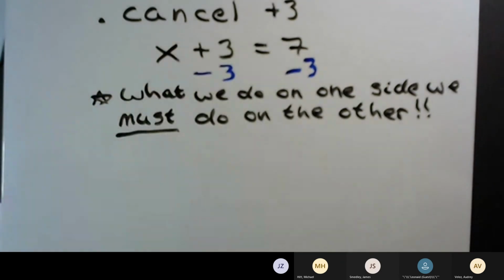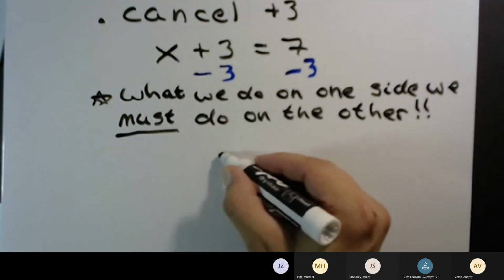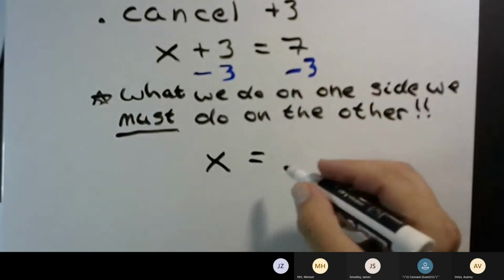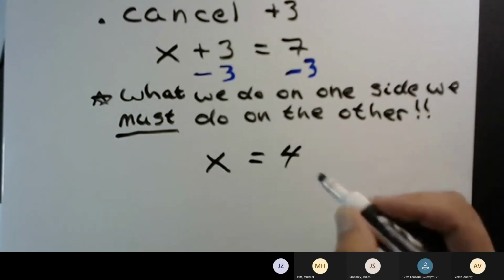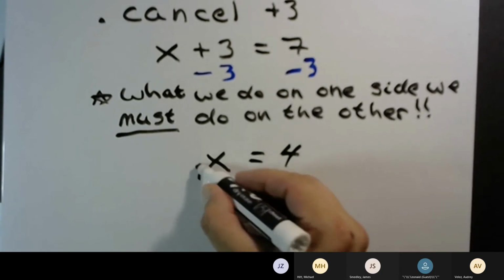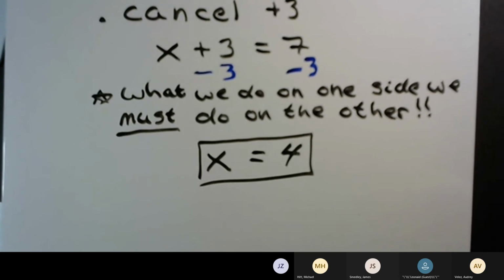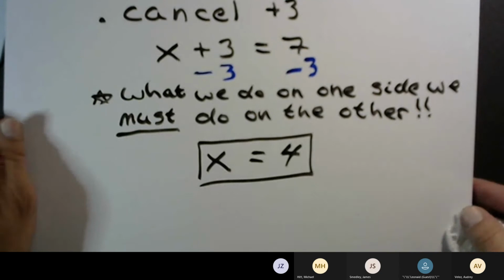So a +3 and a -3 will cancel. And this becomes x. And then 7 minus 3, or 7 subtract 3, that's 4. So the answer is x equals 4. Questions about that? All right. So let's do another one.